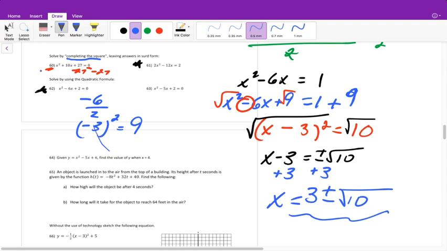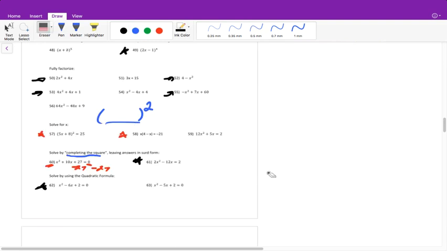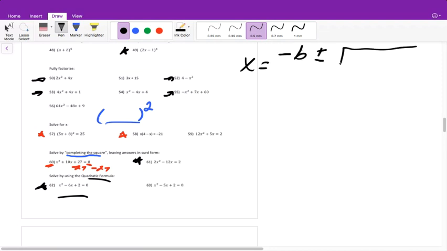All right, I'm going to pause this so I can go ahead and erase all this. Now the next problem I'm going to do is number 62, where we solve using the quadratic formula. You will be given this on your test. It's negative b plus or minus the square root of b squared minus 4ac all over top of 2a.